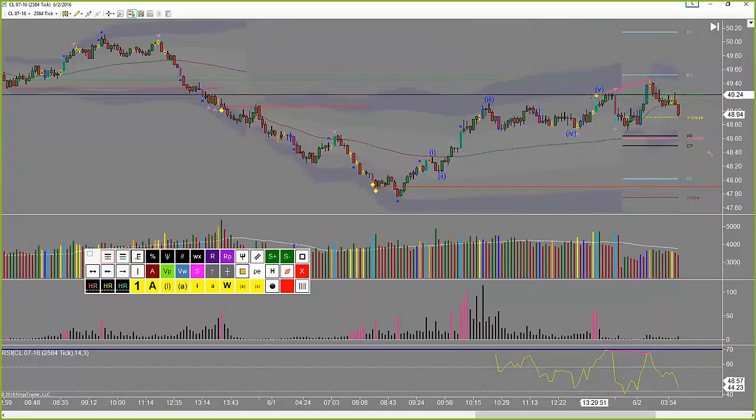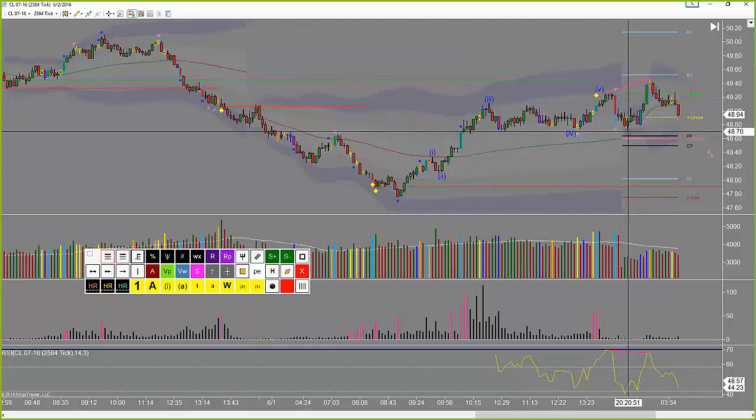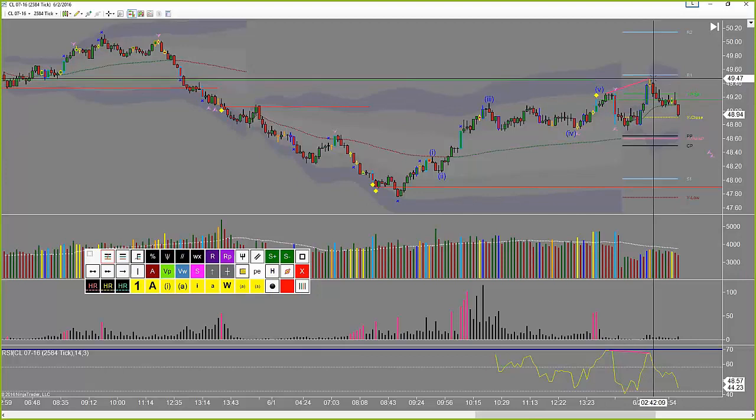So we've got 5 up, and then it comes down in 3, and then goes back up in 3.